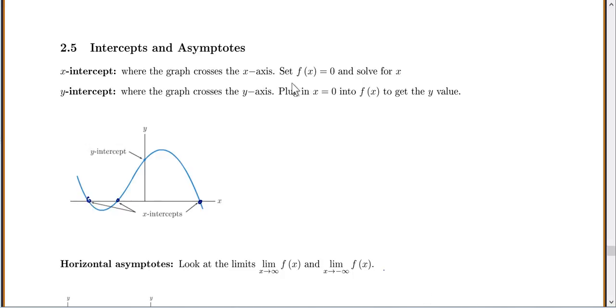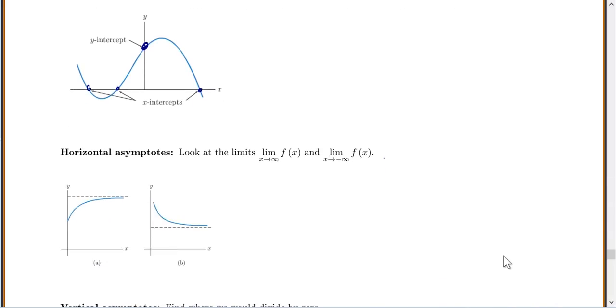To find those, you set f of x, our original function, equal to 0 and solve for x. Your y-intercept is when you cross the y-axis. So you plug in x equals 0 into f of x and you get your y value. So that one's the easy one to find. Okay, horizontal asymptotes. To find horizontal asymptotes, that's if you are getting closer and closer to something as you go towards infinity or negative infinity. And so to find that mathematically, you can look at these limits where x goes towards infinity or negative infinity. And if you get a number out of it, then you have a horizontal asymptote.